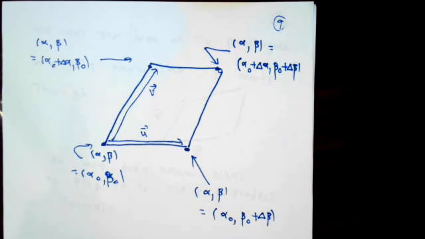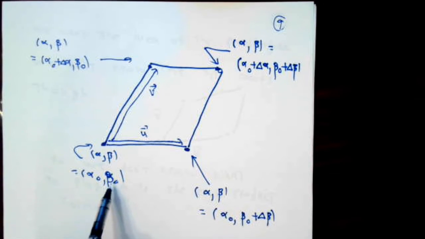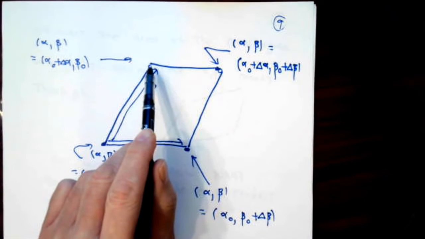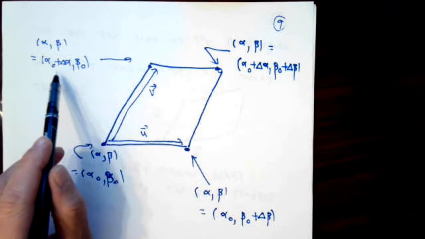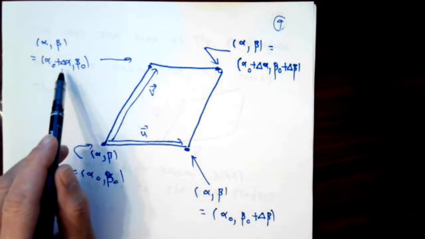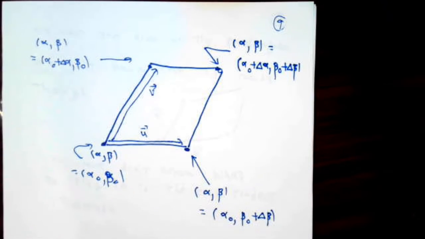I drew this picture very large because my smaller efforts weren't very good. I've got a point. It's got these new coordinates, alpha 0, beta 0. What I'm going to do is change only one coordinate. So some other point nearby is going to have coordinates alpha 0 plus how much I changed the alpha, and I didn't change the beta at all.